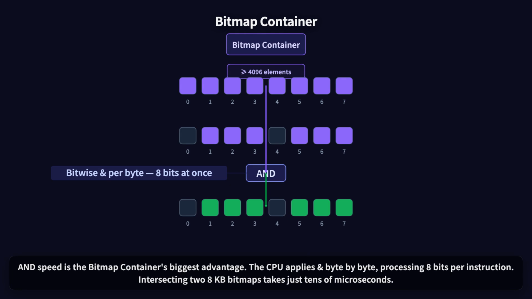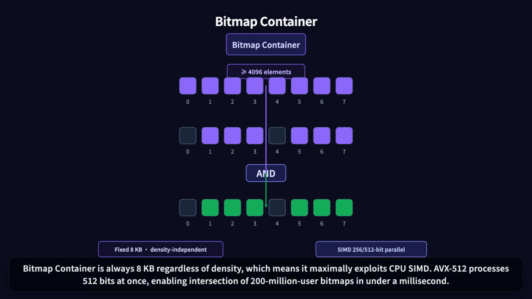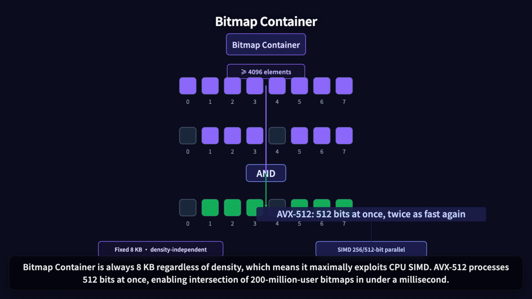The CPU applies AND byte by byte, processing 8 bits per instruction. Intersecting two 8 KB bitmaps takes just tens of microseconds. Bitmap container is always 8 KB, regardless of density, which means it maximally exploits CPU SIMD. AVX 512 processes 512 bits at once, enabling intersection of 200 million user bitmaps in under a millisecond.